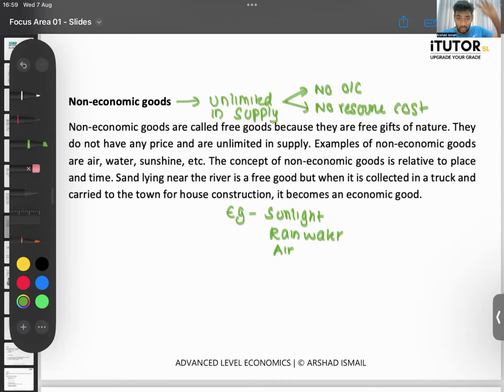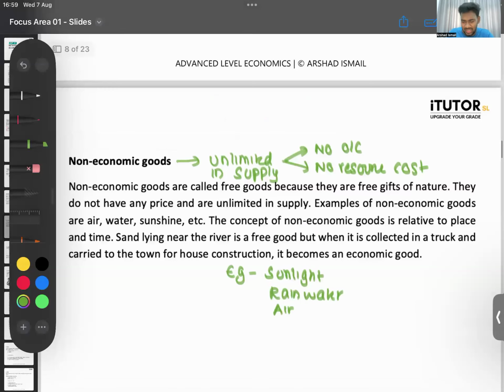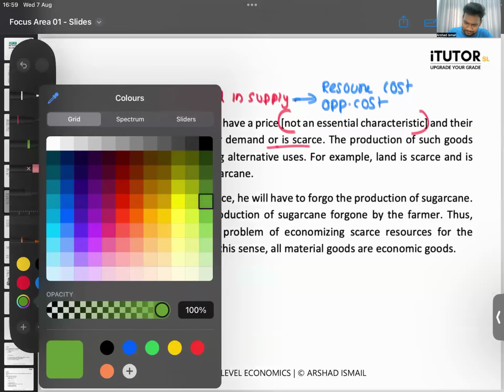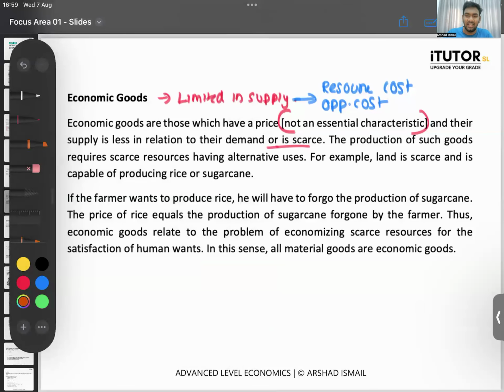Clear? Goods are broken into two: economic, non-economic. Economic goods are the goods that are limited in supply. Non-economic are the ones that are unlimited in supply. So for economic goods, examples, you can give anything that is not unlimited. So for example, mobile phones, motor vehicles, laptops, chair, table, ceiling fan, you can give anything that is not unlimited in supply.